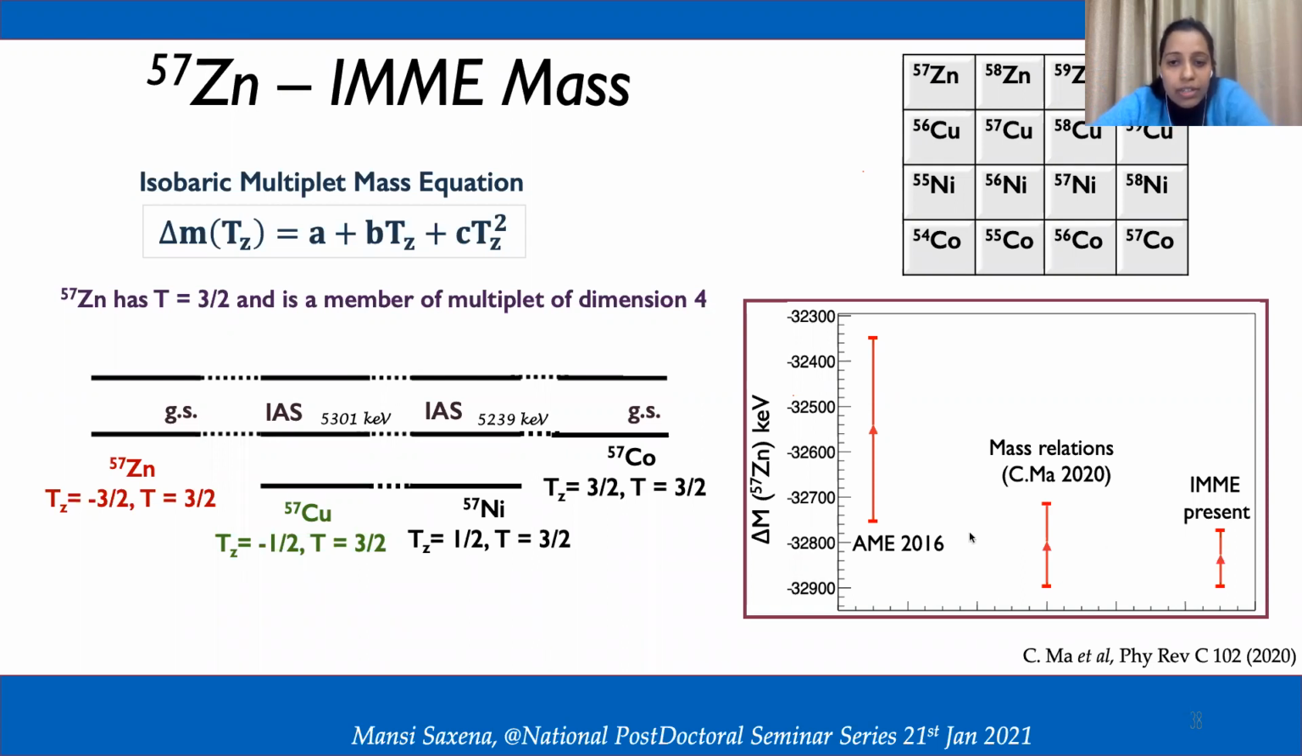So plotted here is a comparison of the predictions of the mass excess for 57 zinc. So this is from the AME database of 2016. This is a recent publication which has come out last year. So they actually use local mass relations between mirror nuclei and project the value for the mass excess. And this is our newly constrained value, which we have obtained from the IMME fit. So of course, all of them are pretty much in agreement with each other.